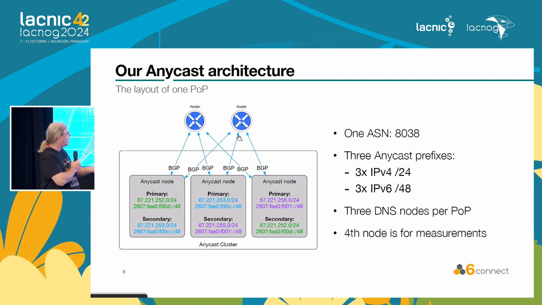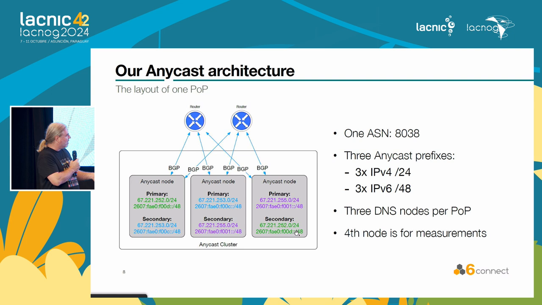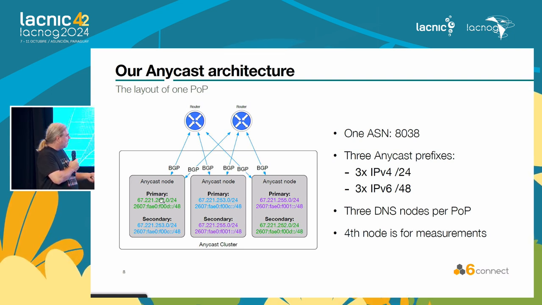This is amazing. Okay, so you see these are the routers, this is the BGP, so the primary Anycast node has the primary IP address in green, and as you can see, the secondary IP address of the third Anycast node is also the primary address of the first node. And the secondary prefixes on this node are the primary prefixes on this node.